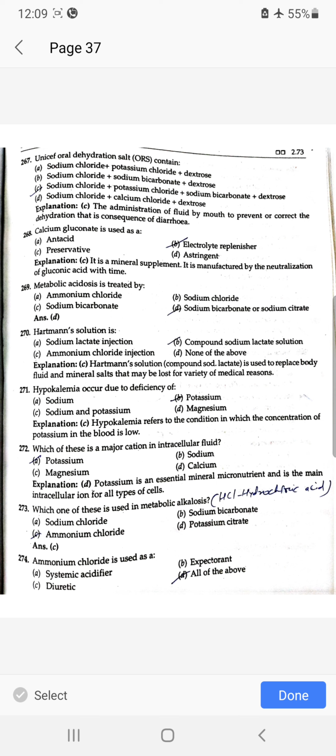Calcium gluconate is used as an electrolyte replenisher. Metabolic acidosis is treated by sodium bicarbonate or sodium citrate. Hartmann solution is a compound sodium lactate solution. Hypokalemia occurs due to the deficiency of potassium. Which of these is a major cation in intracellular fluid? Potassium. Which one of these is used in metabolic alkalosis? Ammonium chloride. Ammonium chloride is used as a systemic acidifier, expectorant, diuretic, all of the above.